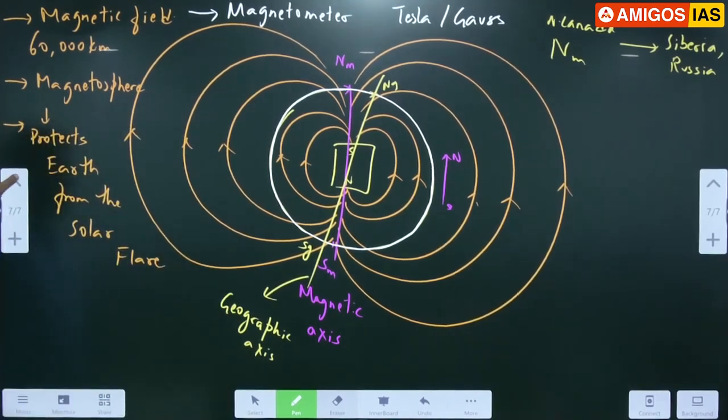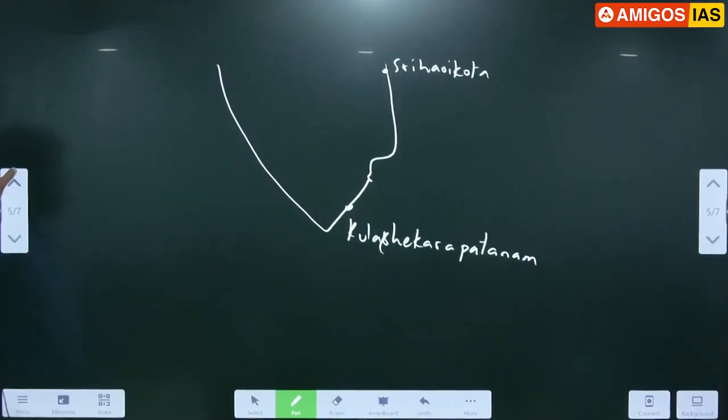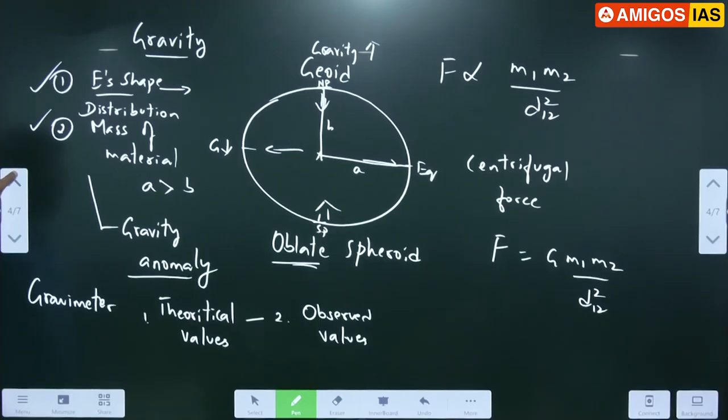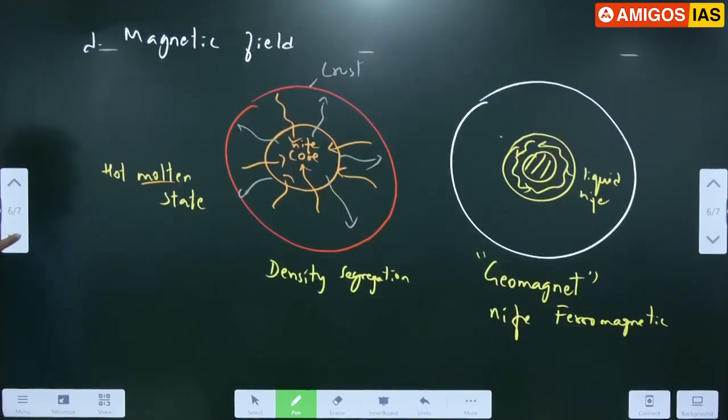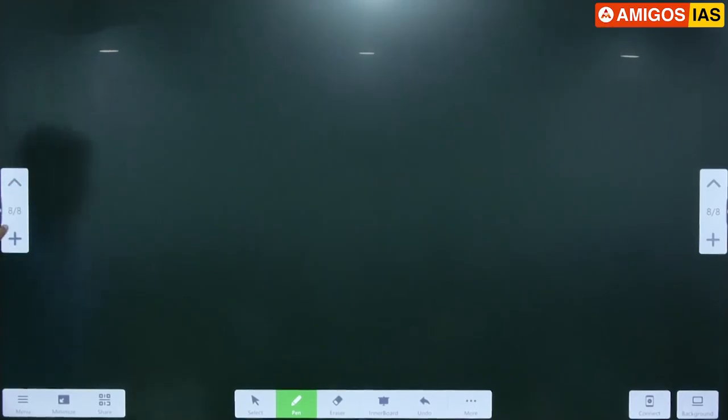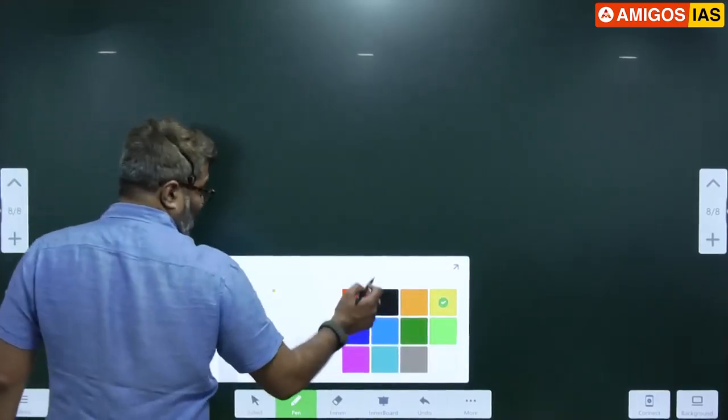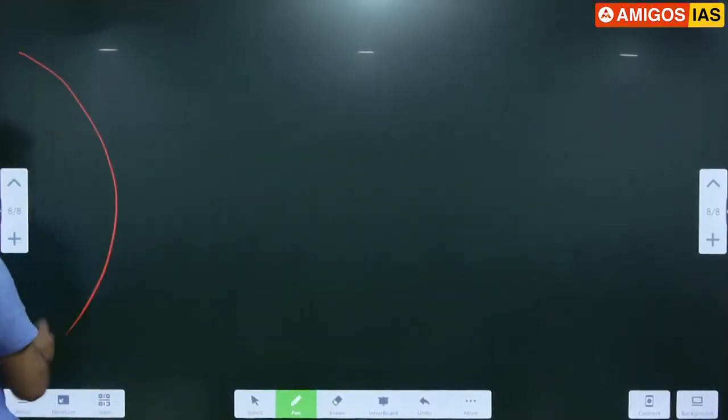So, a slight change in the Earth's magnetic field has far-reaching consequences. Now, the sun's solar flares. Last class I also showed you. Quickly we'll see that.